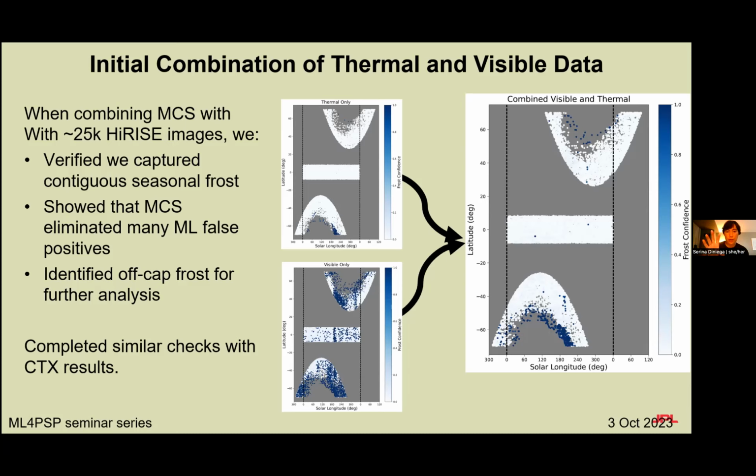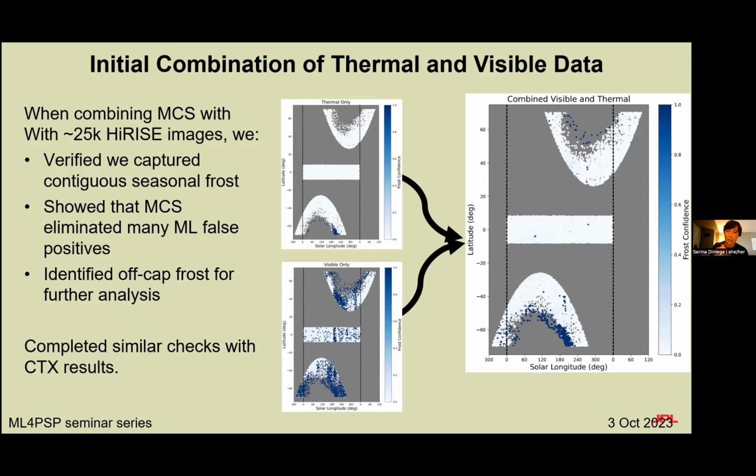So thermal is in the top, and then visibles on the bottom. And here you can see that there's a lot of blue dots through the equatorial region. Those are generally false positives. Those are probably lava flow fields that are very dust covered. And so everything has, again, that conformal, uniform composition layer across the top.